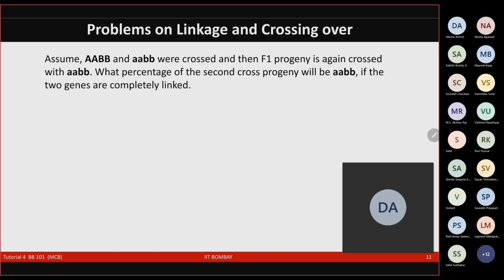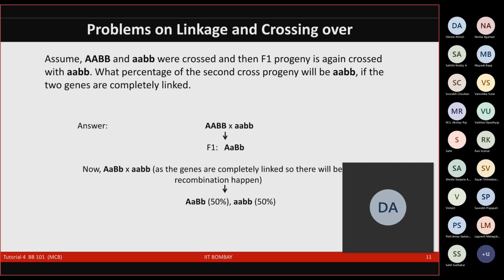In the previous example, the genes were not linked. That's why you could get multiple different kinds of alleles. But since this one is linked, you are not going to get multiple kinds of alleles. So I'm going to show you what's happening. Capital A, capital B is going to give you the allele capital A, capital B, and small a, small b is going to give you the allele small a, small b.